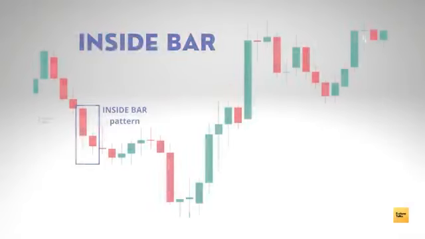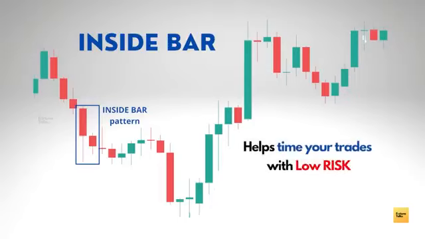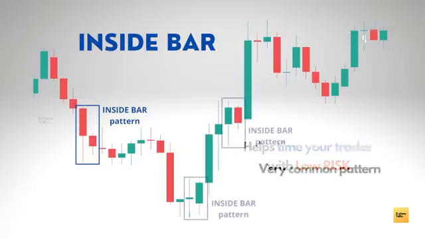The inside bar pattern is one of the most common candlesticks you will find on your charts. The inside bar is a simple yet powerful candlestick pattern. It can help you better time your trade entries with lower risk. And the best part, once you learn to identify this pattern, then you will very quickly see it everywhere.